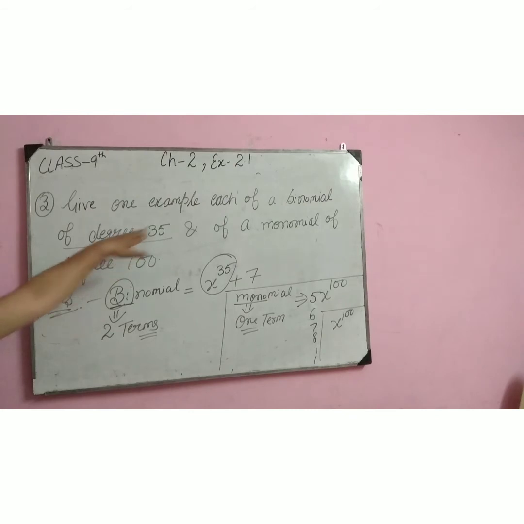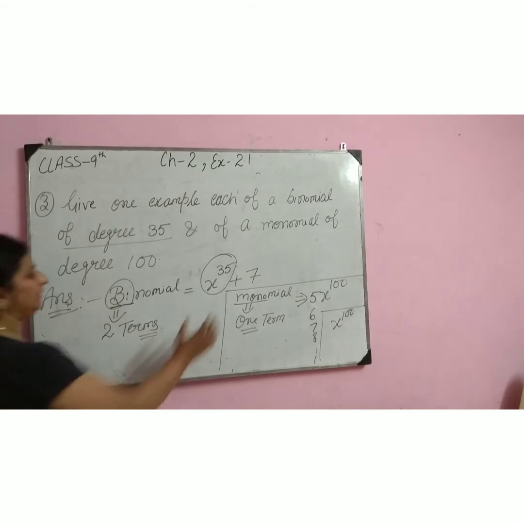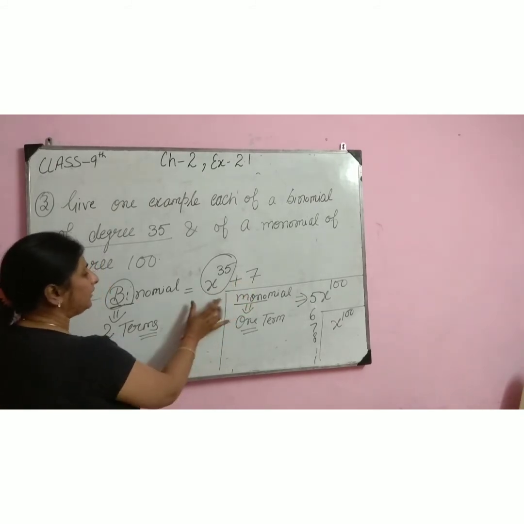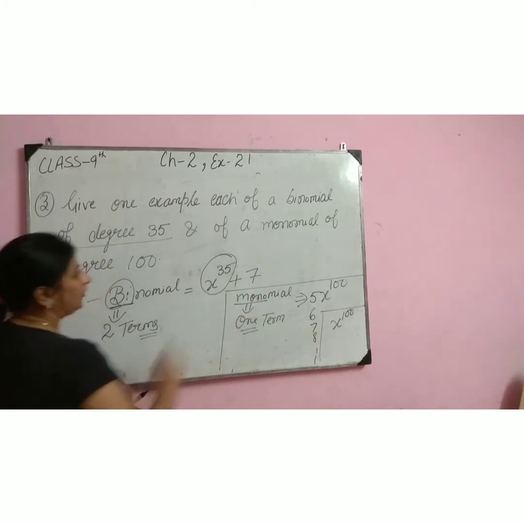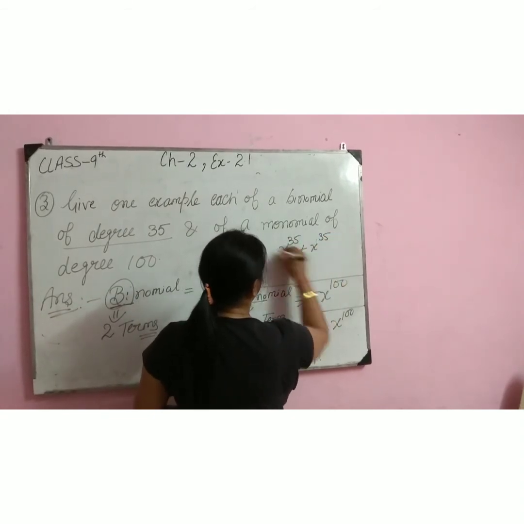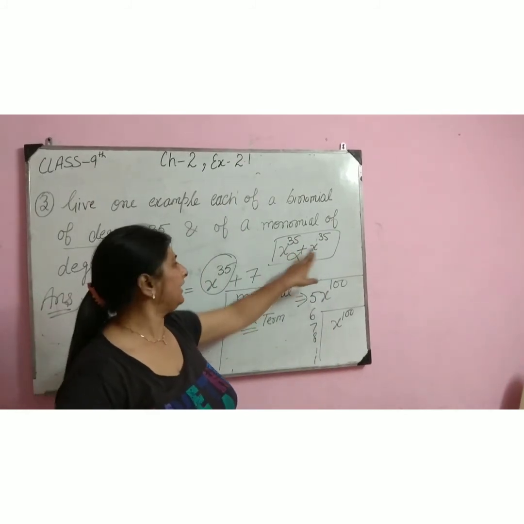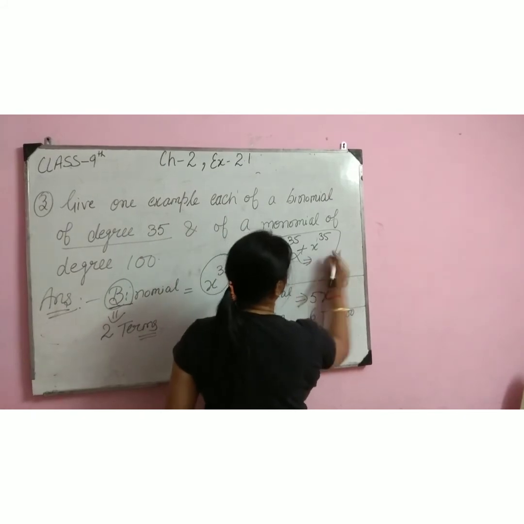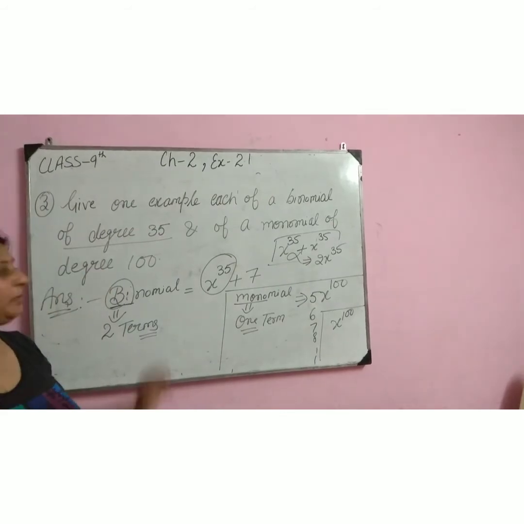Again I repeat: binomial means two terms. But please keep one thing in your mind. If you write two terms, one should be a variable and one a constant. Don't write like this: x raised to power 35 plus x raised to power 35. It is absolutely wrong, because both are like terms. If we add them, the answer is 2x raised to power 35. So don't do it wrong.